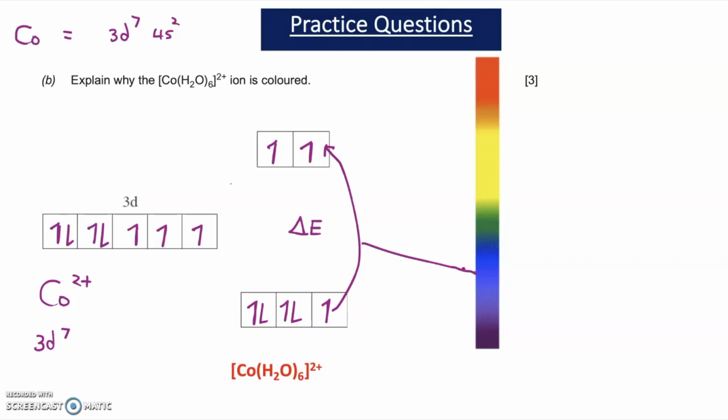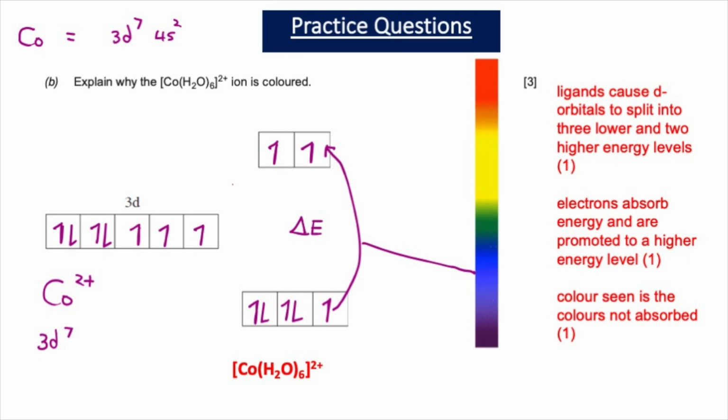Now the reason this complex gives rise to a pink colour is because the complex absorbs light in the visible region and an electron is promoted to a higher d level. Now the frequency of light that's absorbed corresponds to the blue end of the spectrum. So it absorbs blue and reflects red or pink.